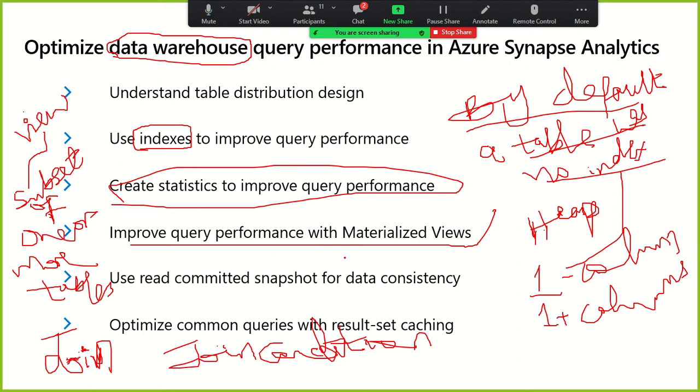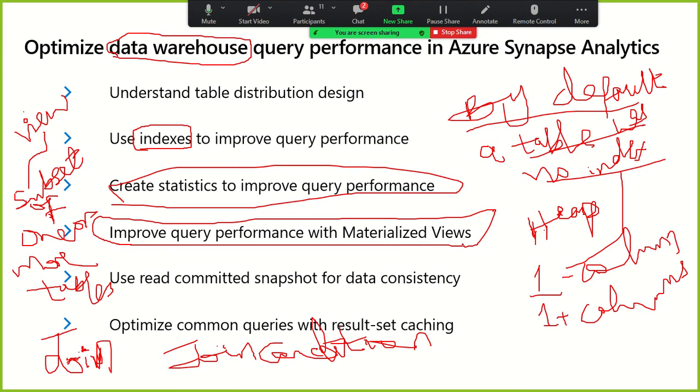So that can also help to improve performance with materialized view. You can improve performance with a materialized view as well, because the data within the view can be fetched without having to resolve the underlying query to the base table. Without resolving the underlying query to the base table, you can actually get your data from the materialized view.